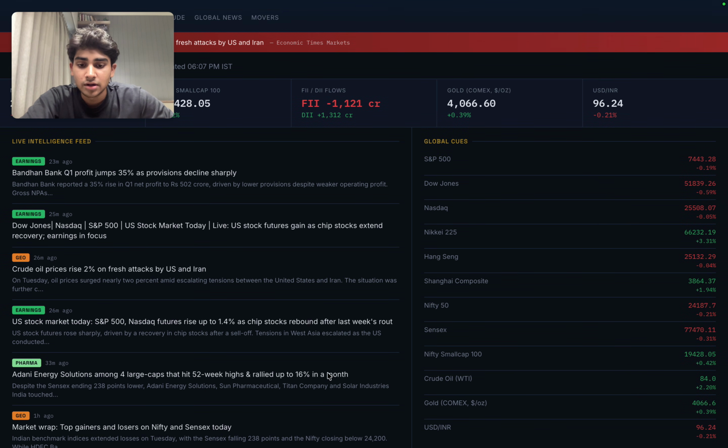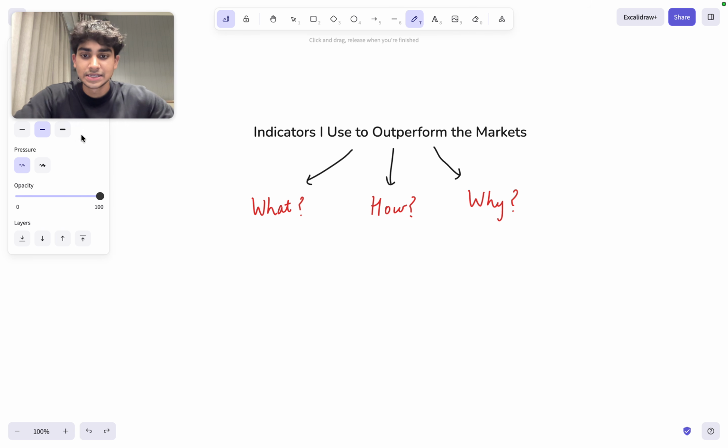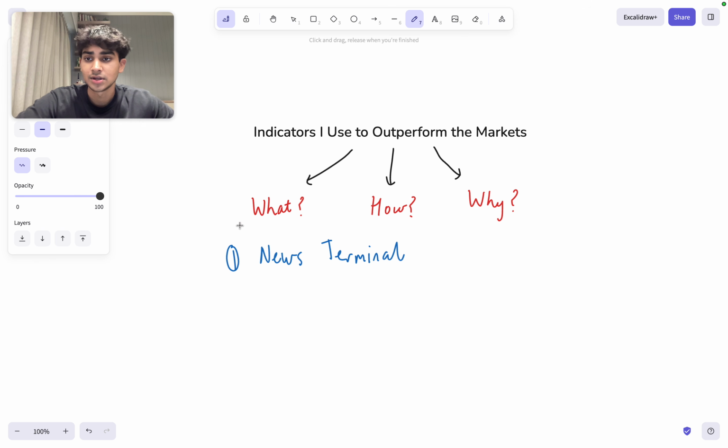So I'm just going to add it to the list. As you guys can see, indicator number 1 is going to be the news terminal, right? Now let's go on to TradingView and understand what are the different indicators that I use. Now, what do I use a news terminal for? Self-explanatory. I use it to gather my news. How do I use it?